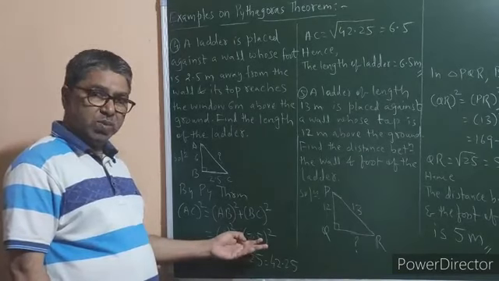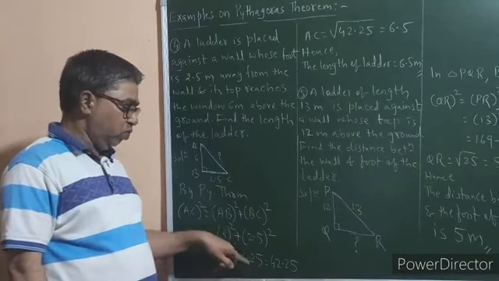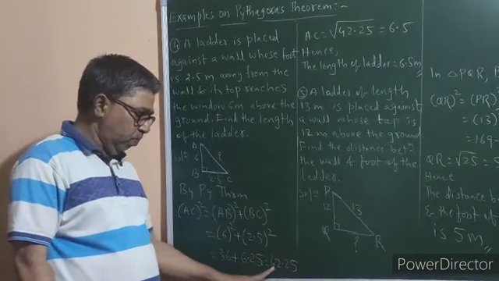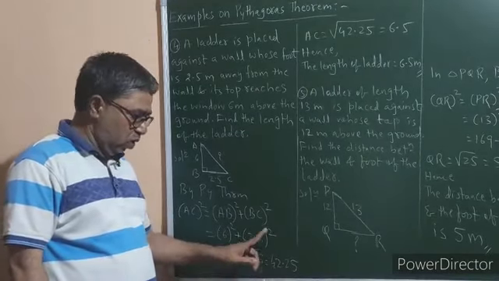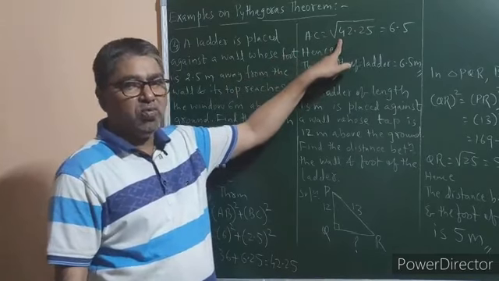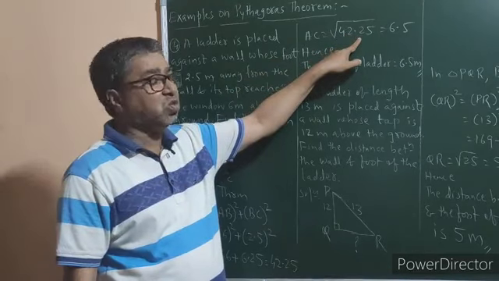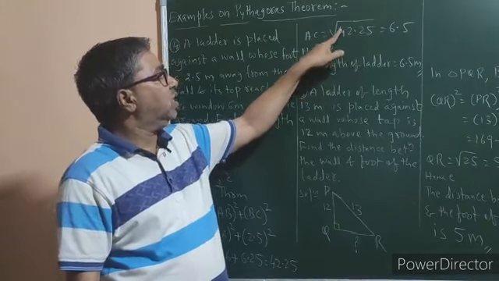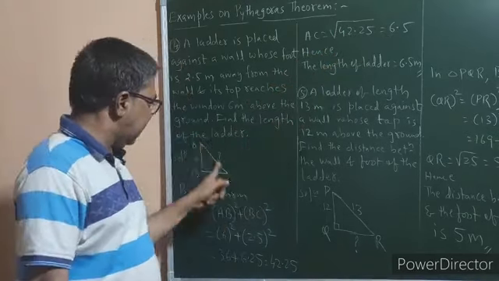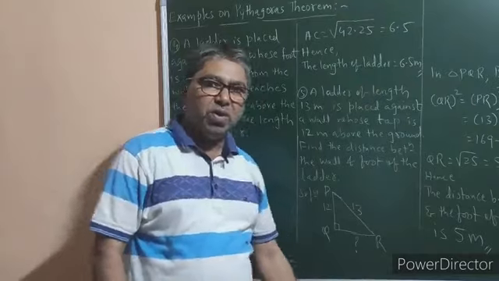Then shift the decimal point 2 digits back, the value will be 6.25, and that 6.25 is the square of 2.5. If you add 36 and 6.25, you will be getting 42.25. 42.25 is the value of AC square. Therefore AC is equal to the square root of 42.25, and 4225 is the square of 65. Hence the square root of 42.25 will be 6.5. Hence the length of the ladder which is placed against the wall in this example is 6.5 meter.